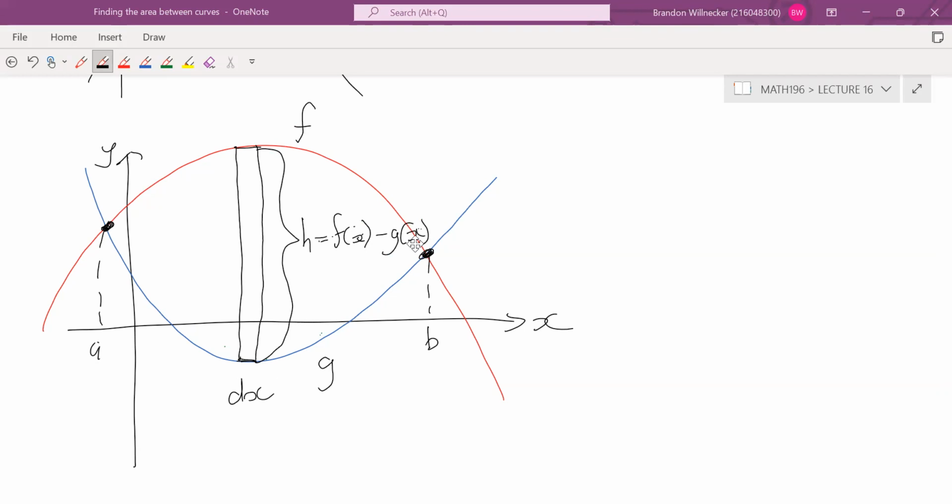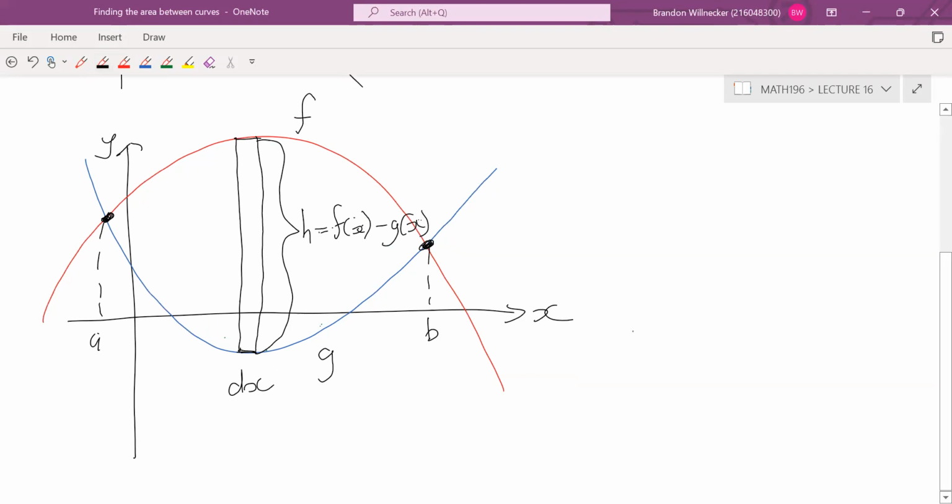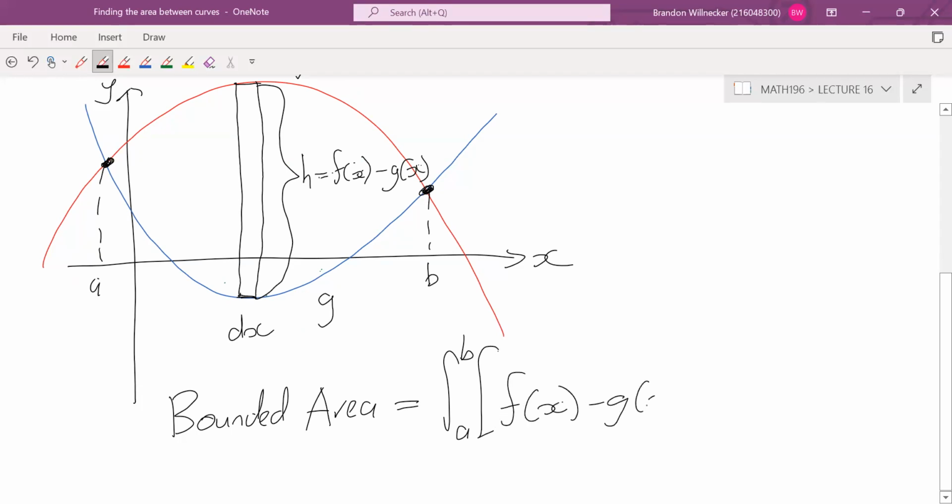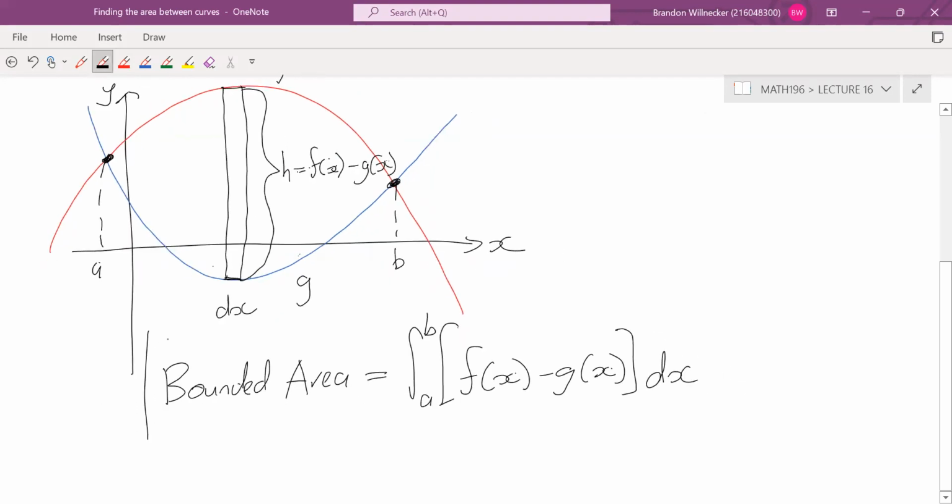So if we know the height and we know the width, we can write the area. So the bounded area is equal to the integral from A to B. Now we need the height, so that's f of x minus g of x. So that's the height of the rectangle, and the width of the rectangle is dx. And this gives us the equation we can use.